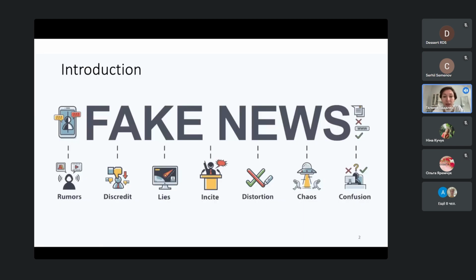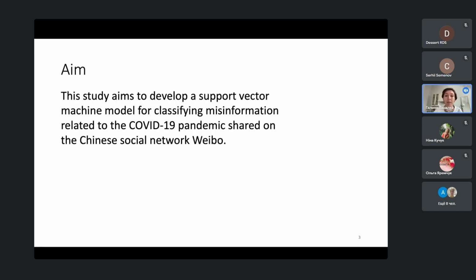So, the COVID-19 pandemic has unleashed a parallel infodemic characterized by an overabundance of accurate and false information on the internet and social media platforms. This infodemic has been fueled by global concern and uncertainty surrounding the virus, leading to the rapid dissemination of misinformation and disinformation. Our study aims to develop a support vector machine model for classifying misinformation related to the COVID-19 pandemic shared on the Chinese social network Weibo.